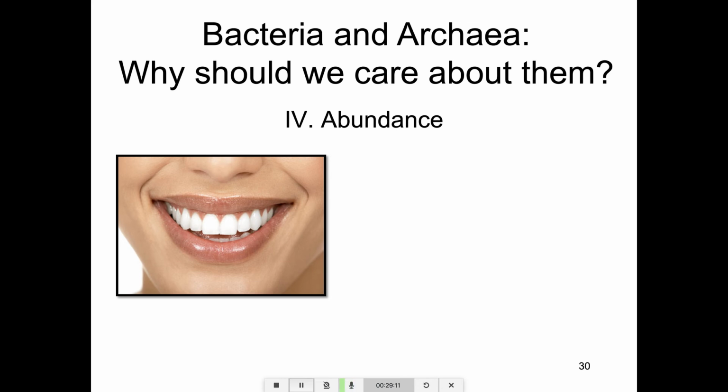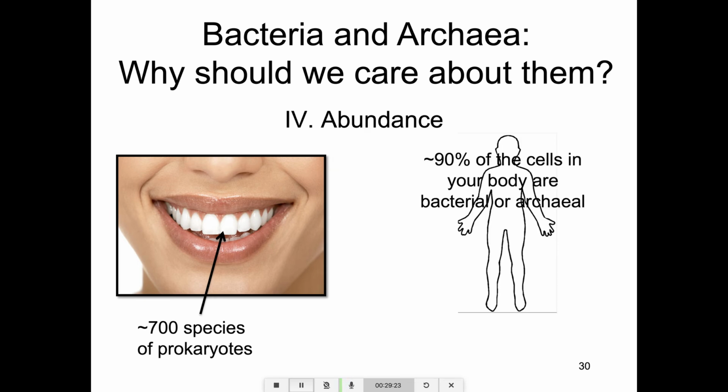More about the abundance. If you were to look just in the human mouth, you would find over 700 species of prokaryotes. So they are insanely abundant in the sense that just in your mouth alone, you can find over 700 species. And in fact, 90% of the cells in your body are either bacteria or archaeal. So just take a minute to wrap your mind around that: only 10% of the cells in your body are actually you. The other 90% of those cells are estimated to be bacteria. So you're more bacteria than you are you, which is crazy to think about.